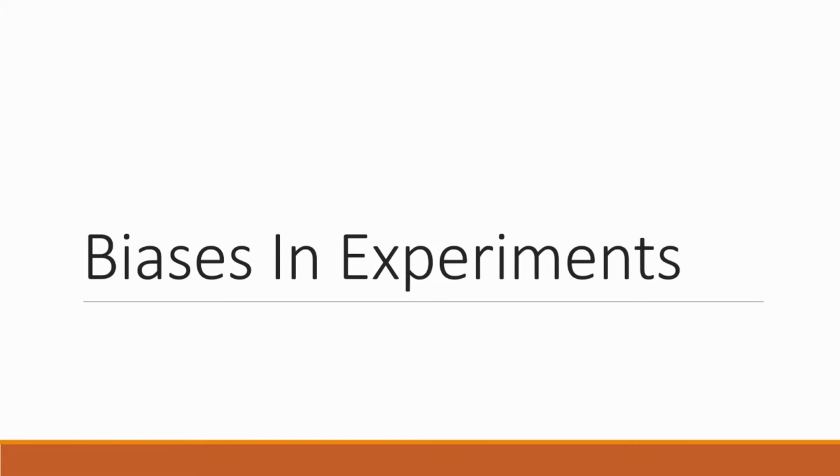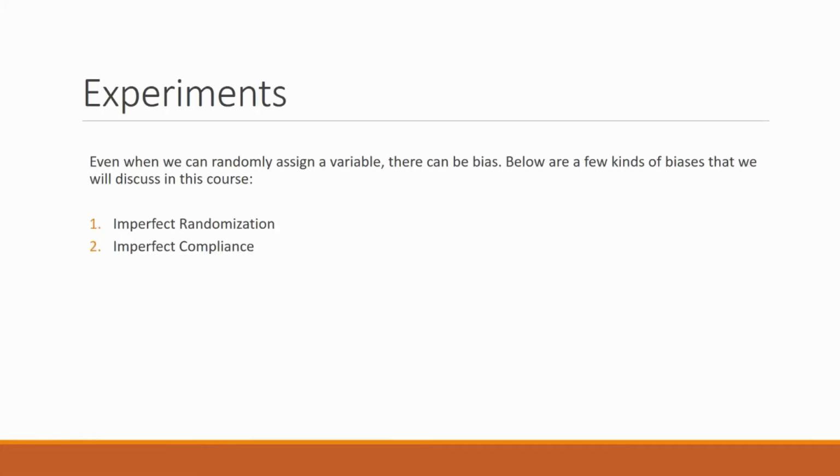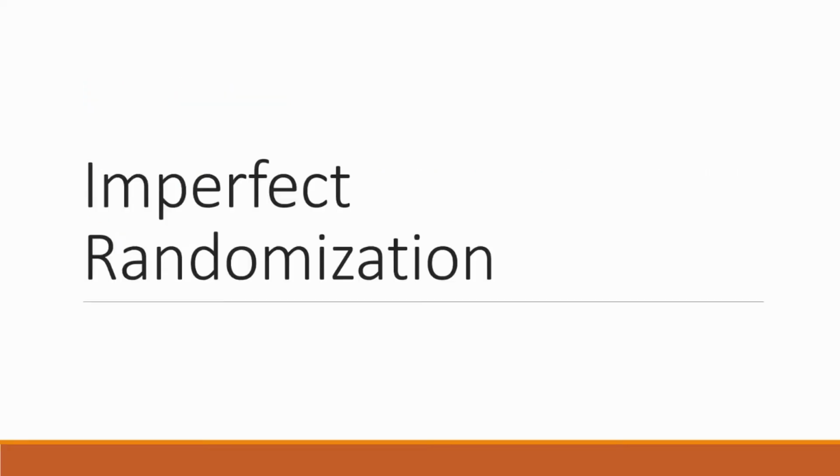All right, so now I want to look at what are some biases that can arise even when we randomly assign an intervention, even when we run an experiment. Okay, so let's check it out. I'm going to go through two examples. There's more than this, but just in this course, I'm going to go through two. Two possible sources of bias that can come up when we do these experiments. One is what I'm going to call imperfect randomization, and the other is what I'm going to call imperfect compliance. All right, there are other examples, but I'm just going to go through these two in this class. Okay, so first let's do imperfect randomization.